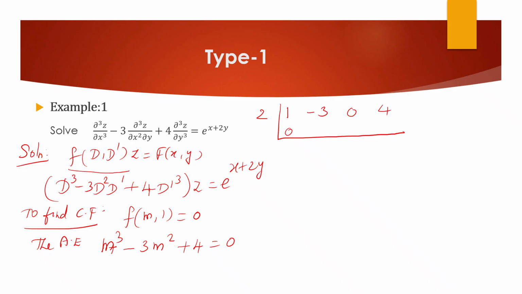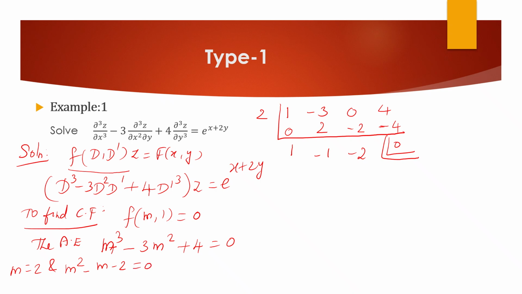Always here we put 0, and 1 plus 0 is 1. 1 into 2 is 2, and addition gives minus 1, and the product gives minus 2. So addition gives minus 2 and the product gives minus 4. Yes, 2 satisfies this equation because we get the remainder as 0 here. So one of the roots is m equal to 2, and we get one quadratic equation, m square minus m minus 2 is equal to 0.